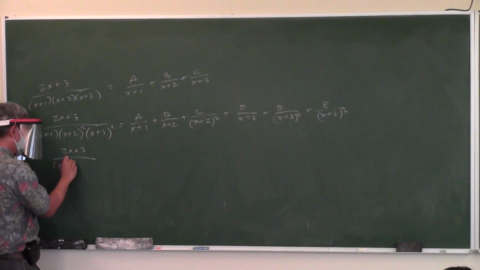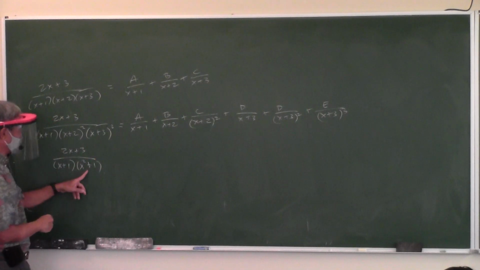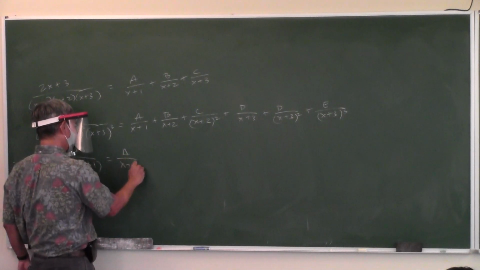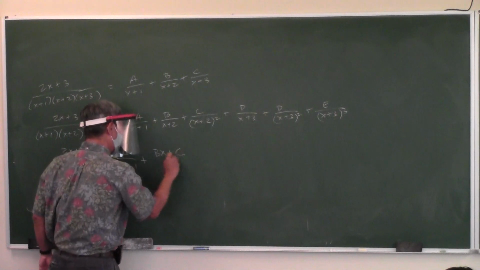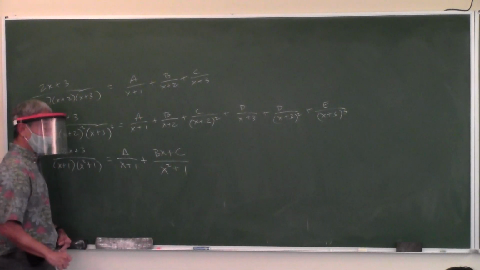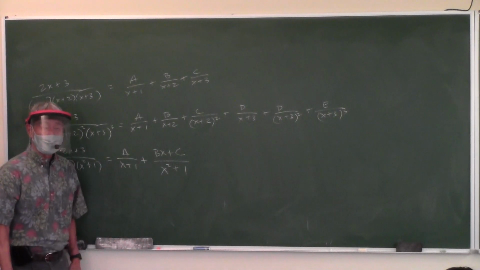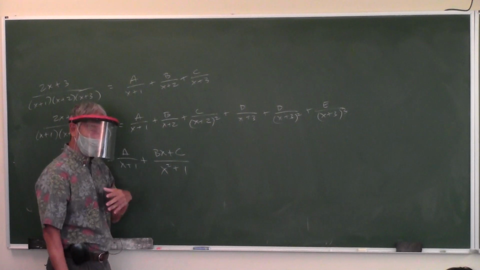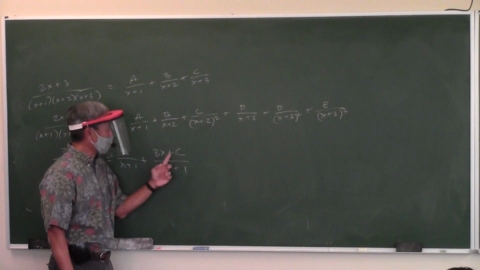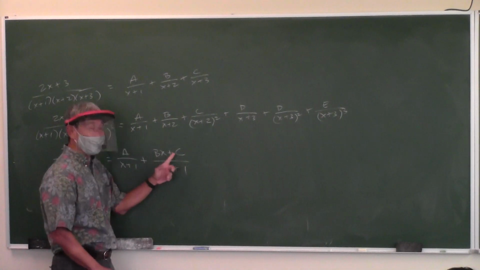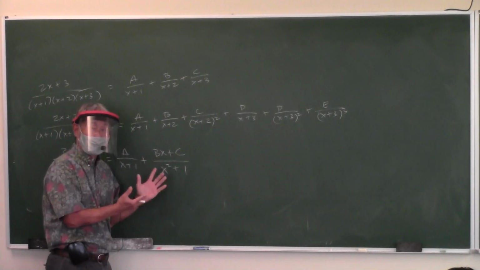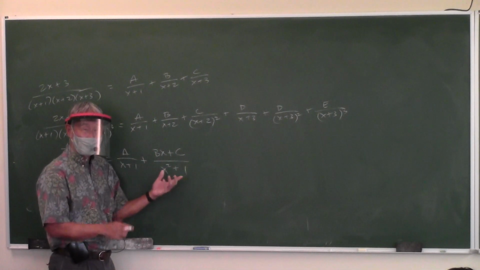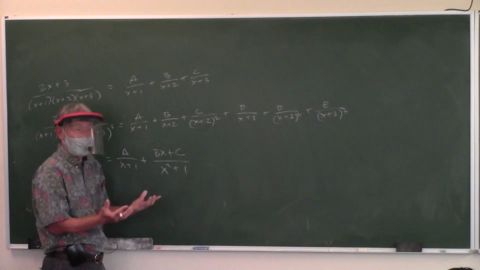Okay, what if you have x plus 1 times x squared plus 1? See, that's unfactorable, right? I'm just going to tell you already. A over x plus 1 plus bx plus c over x squared plus 1. Mr. Park, how come that can't just be a b? How come it has to be bx plus c? Because what is the degree of this? 2. And what's smaller than 2? 1 and 0. But if you don't allow for that, how can you get it if you don't allow for it? So anytime you have a quadratic factor, you have to put bx plus c, or cx plus d, or fx plus g, whatever letters you're up to.